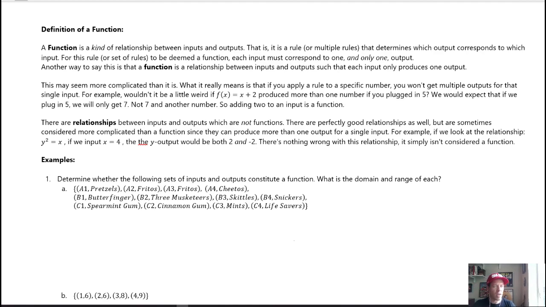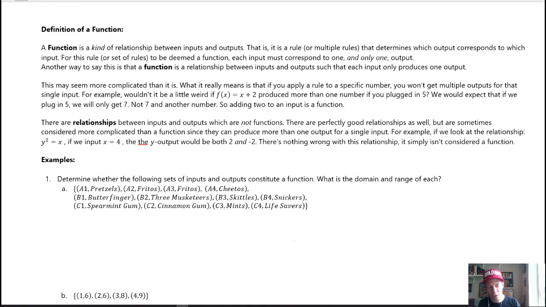Okay, so if we have a relationship between inputs and outputs where you have an input and it gives you more than one thing out, then that wouldn't be considered a function. So this might seem more complicated than it is. Let's take a look at an example. What we really mean is that if you apply a rule to a specific number, you aren't expecting to get multiple outputs for that single input.